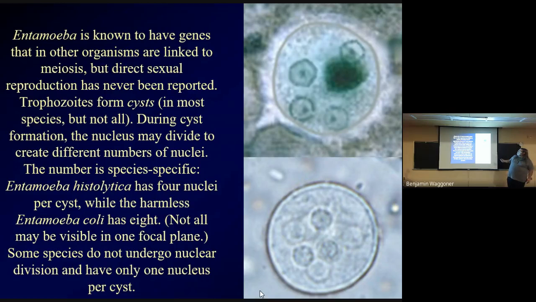So the one at the top left is Entamoeba histolytica, 4 nuclei per cyst. Down below, Entamoeba coli is harmless. It's a commensal. And you can't count them all because they're not all in focus at the same time. But you can see it's got more than 4, and in fact, it's got 8. And then there are some species that only have 1 nucleus per cyst, and some might have 2. So this is often important for identifying whether you've got a harmless or a pathogenic species living in your guts.